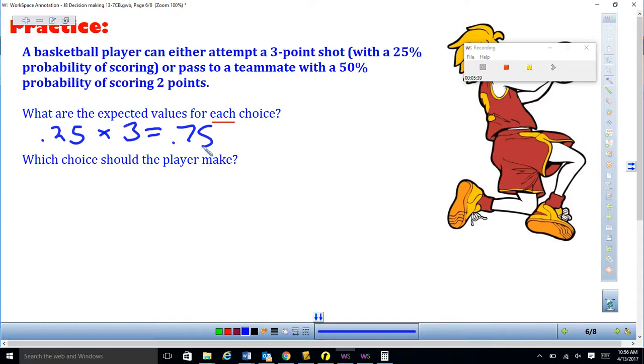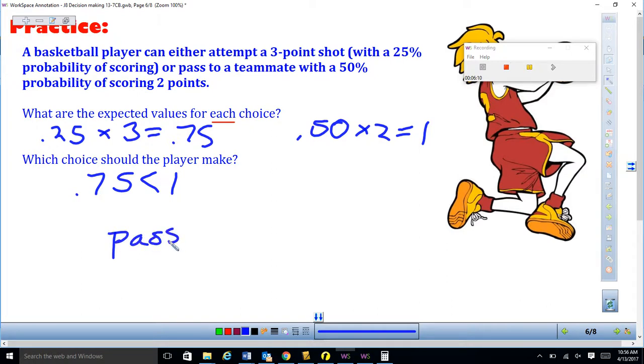The teammate has a 50% chance, or 0.5, of getting 2 points. So we're going to multiply those two. 0.5 times 2 is 1. So which is better? Well, clearly 1 is greater than 0.75. So the choice should be that they pass. They should pass it to their teammate who has a 50% probability of scoring the 2 points.